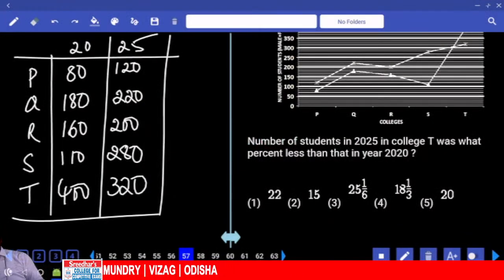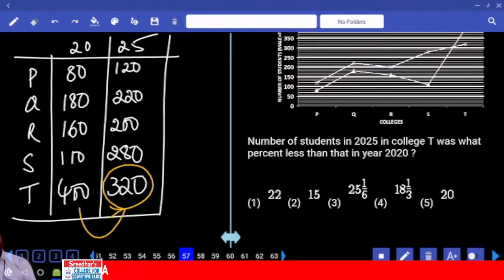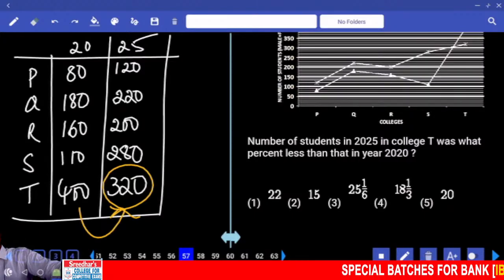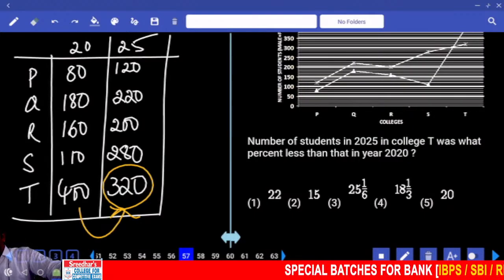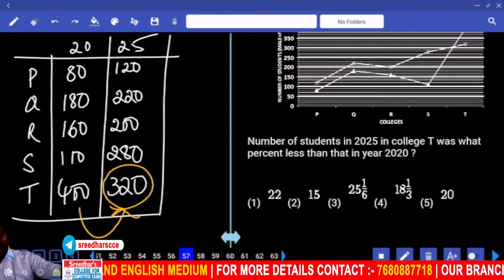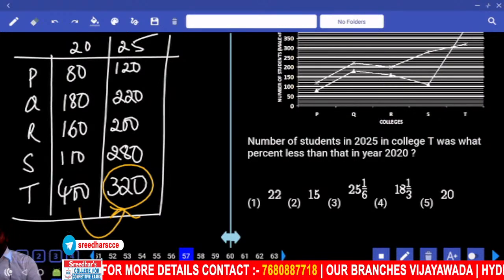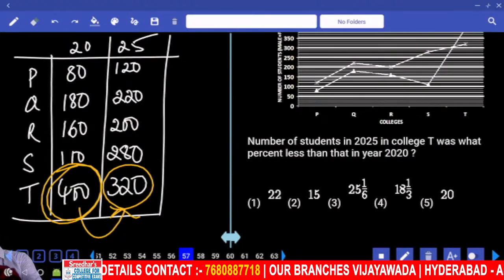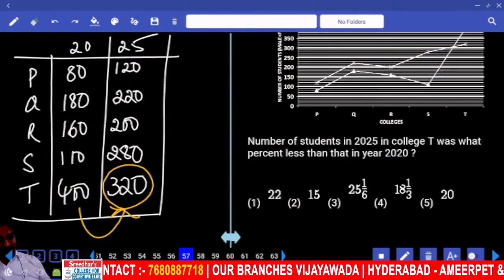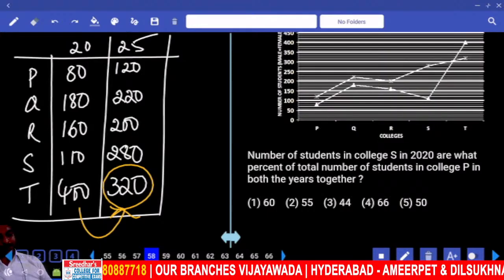320. Was what percent less than that in 2020? With respect to 400, 320 is 80 less. Now you need to identify 80 as a percentage. What is 10% of this number? And 80 is 20% only? Exactly double.